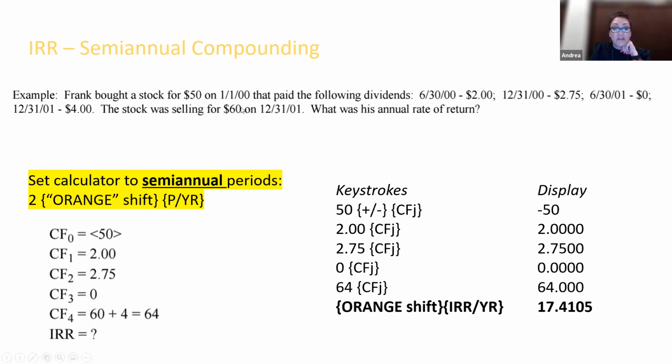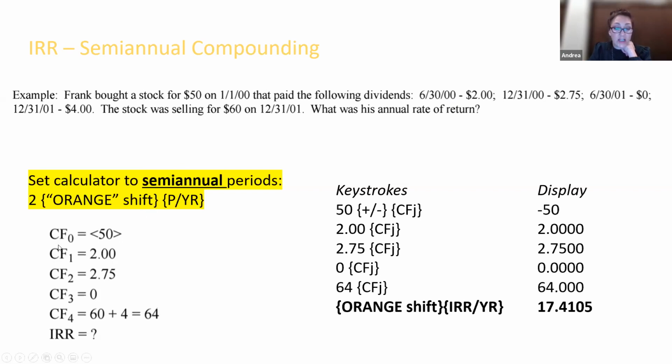So Frank bought a stock for $50 that paid the following dividends. It paid these dividends twice a year. So they paid them semi-annually, right? In June and in December. All right, then the stock was selling for $60 on 12/31/01, and we want to know what his annual rate of return is. So since the dividends were being paid quarterly, not quarterly, semi-annually, we have to change our calculator to semi-annual. So it's going to be set to 2 payments per year.